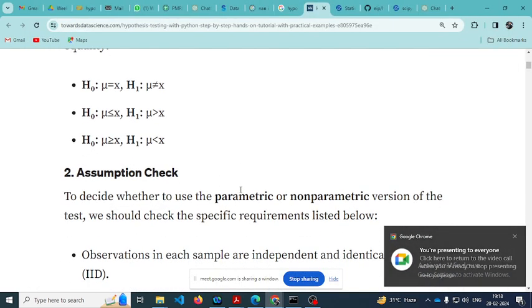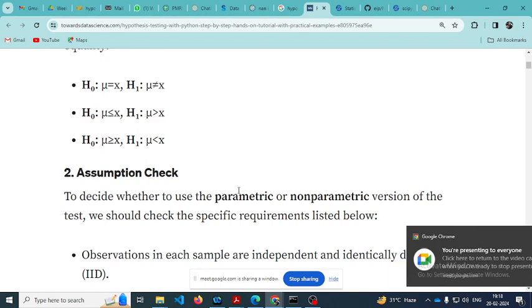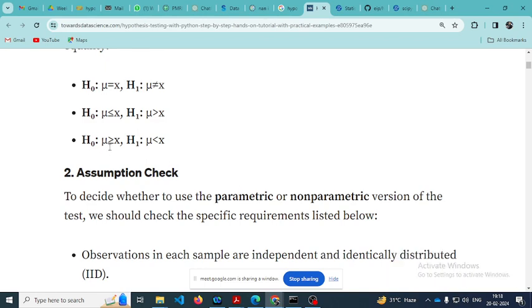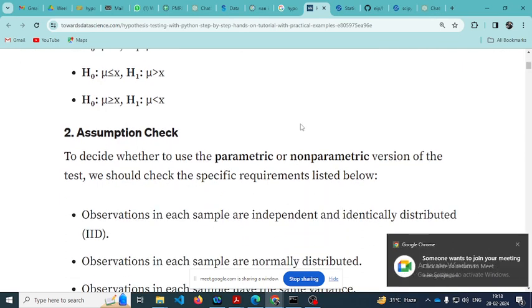Similarly, H naught: mu greater than or equal to X. If you are assuming that your hypothesis is mu greater than or equal to X, then H1 will be mu less than X. So these are your hypothesis assumptions.